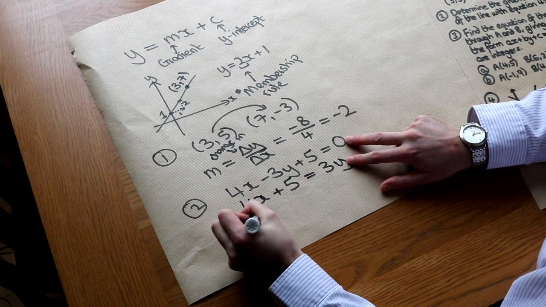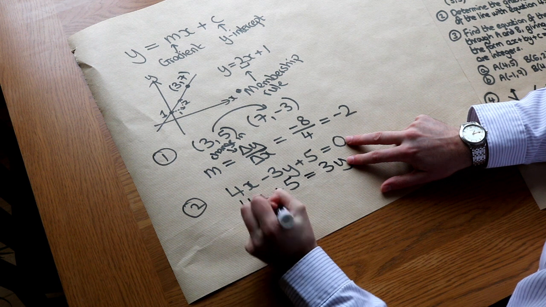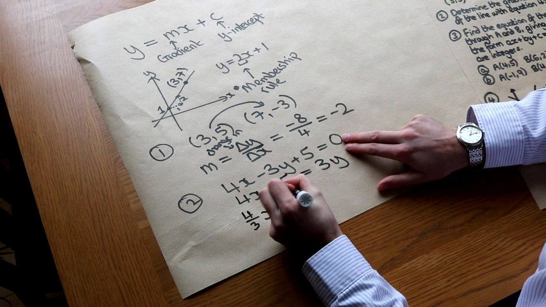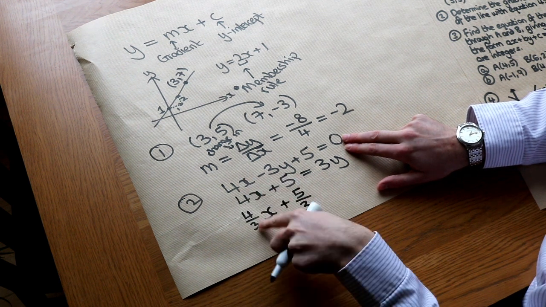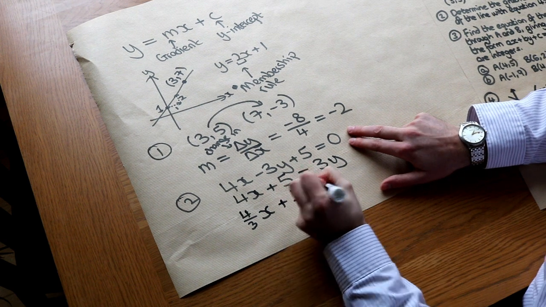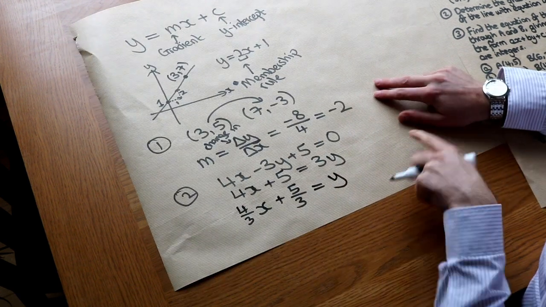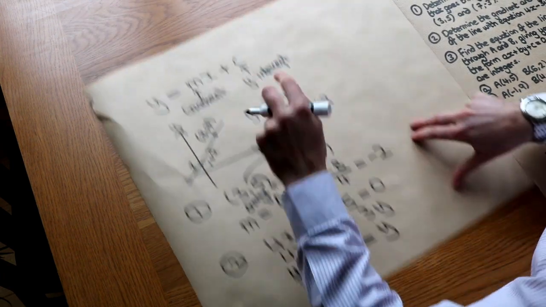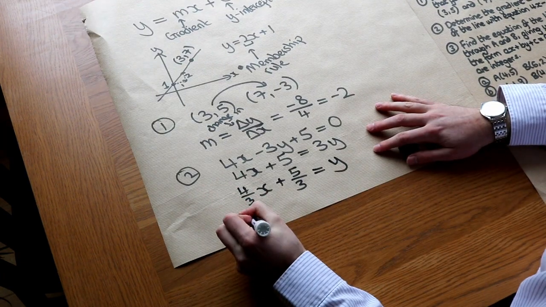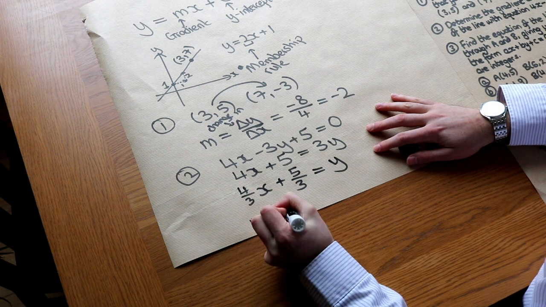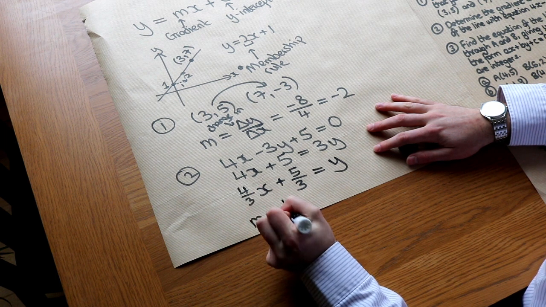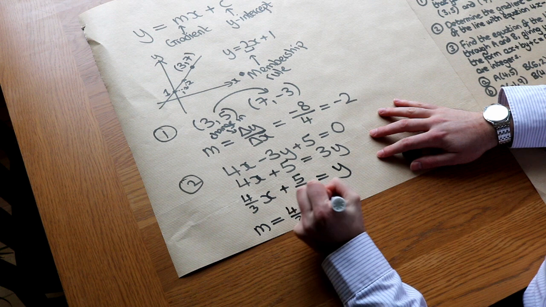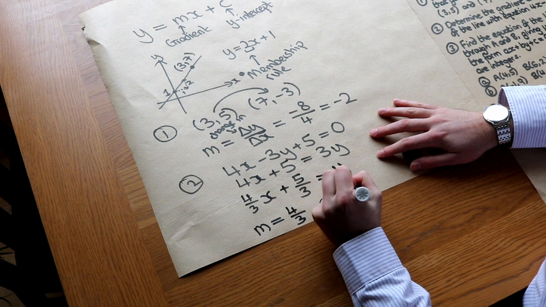So 4 divided by 3 is 4/3 x. And then that 5 divided by 3 is 5 over 3. So I'm dividing each individual term by 3. And now we've got it in the form y equals mx plus c. So we can see therefore that the gradient is equal to the 4/3, the number in front of the x, and the y-intercept is just 5 over 3.